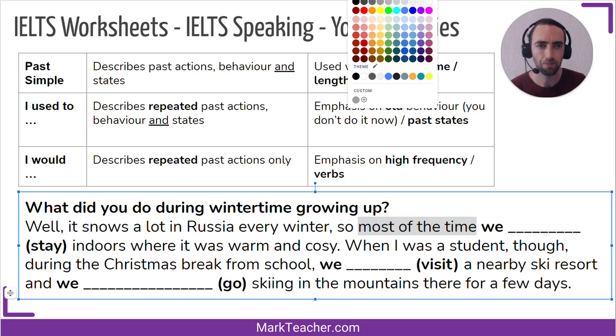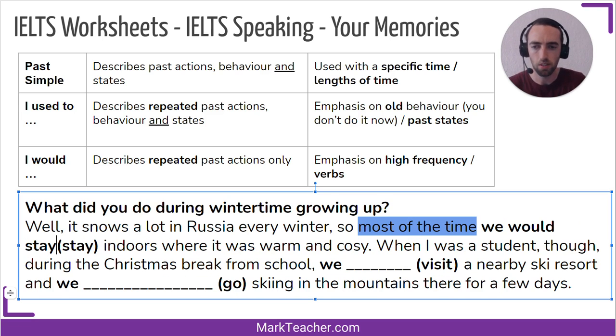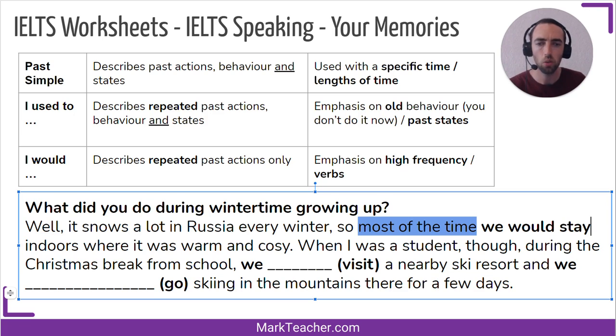Most of the time. So we know this is repeated, frequent, therefore it's between would or used to. I think stay is a specific action. So we would stay. We would stay indoors where it was warm and cozy. Cozy means comfortable. A comfortable place, especially when it's cold outside.